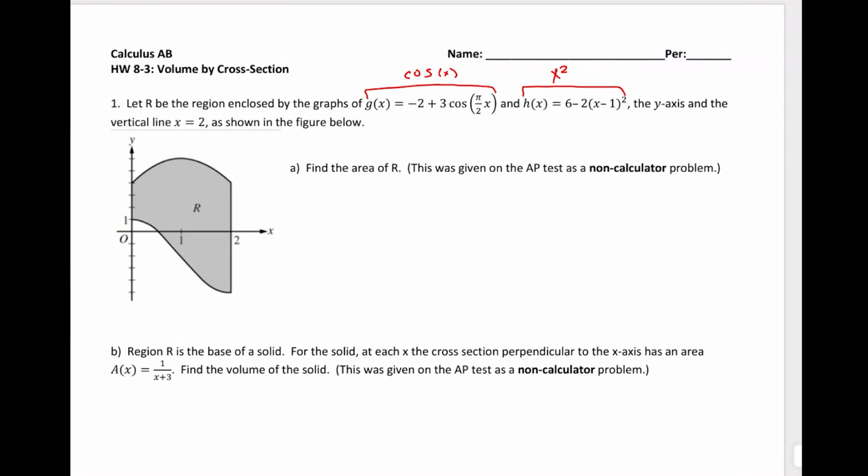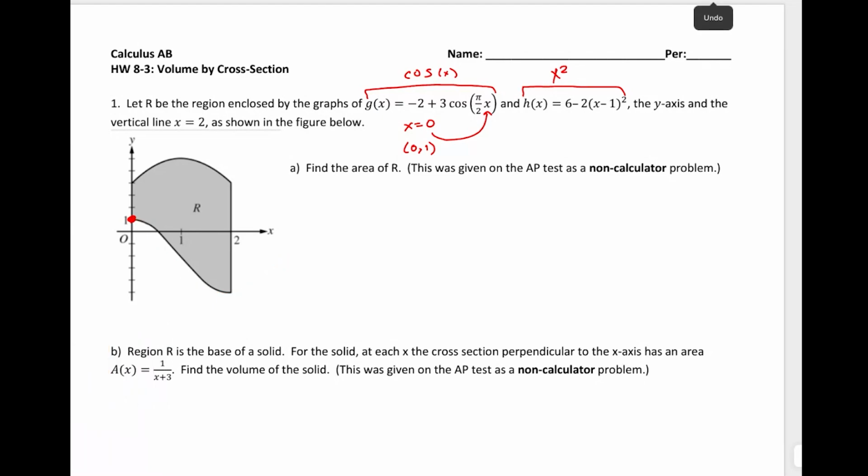So like if I check x equals 0, for instance, on the g of x and substitute this 0 into x, cosine of 0 is 1, 1 times 3 is 3, 3 minus 2 is 1, so there should be a coordinate at 0, 1 for the cosine function. And we see that right here. So that kind of matches up with our prediction that this would be cosine.